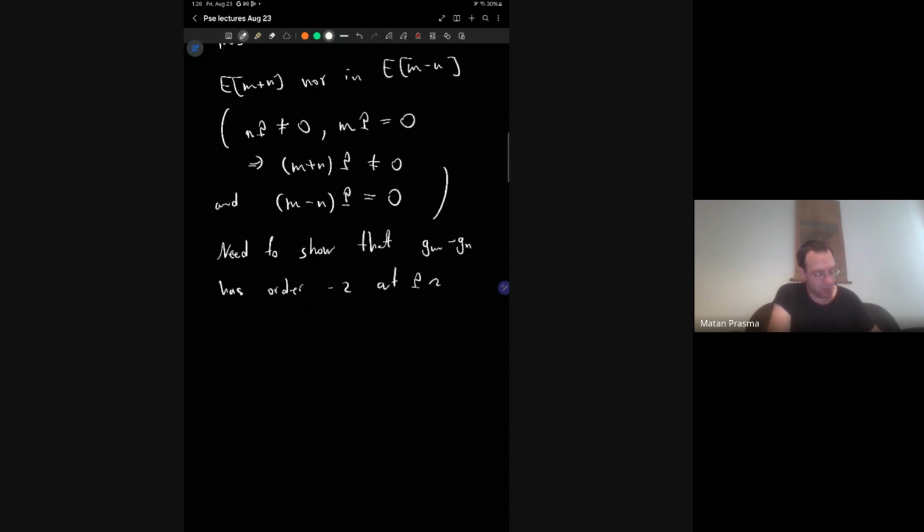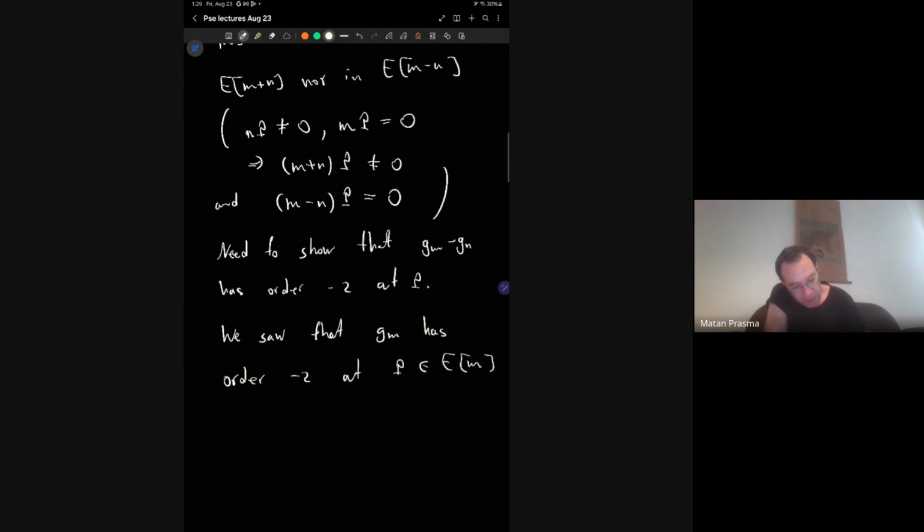Now, we saw, okay, so we saw that GM has order -2 at any point in EM. This was a basic lemma. And sorry, I need to take a look at something outside.